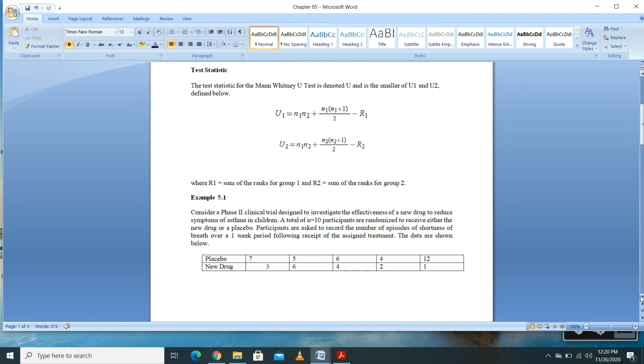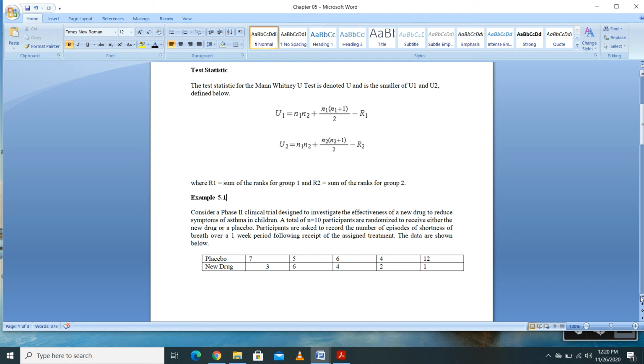So if you look at example 5.1, it says, consider a phase 2 clinical trial designed to investigate the effectiveness of a new drug to reduce symptoms of asthma in children. A total of 10 participants are randomized to receive either the new drug or a placebo. Participants are asked to record the number of episodes of shortness of breath over a 1 week period following receipt of the assigned treatment. The data are shown below.